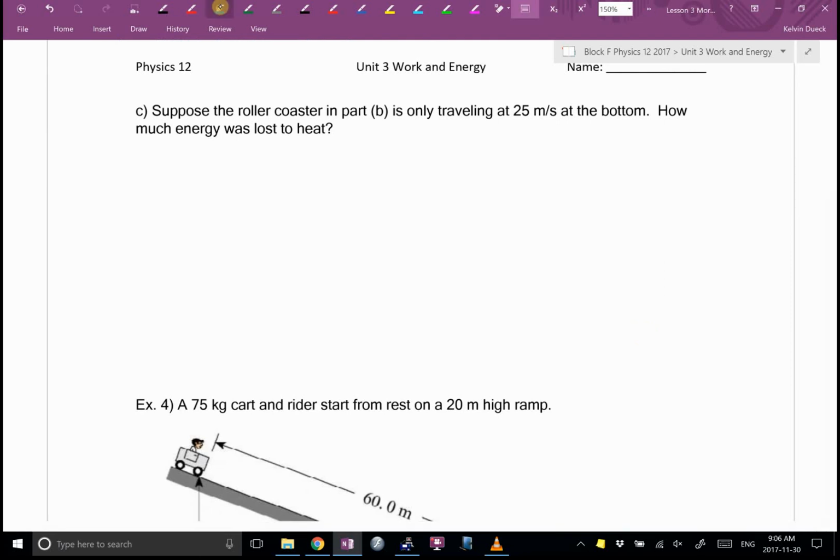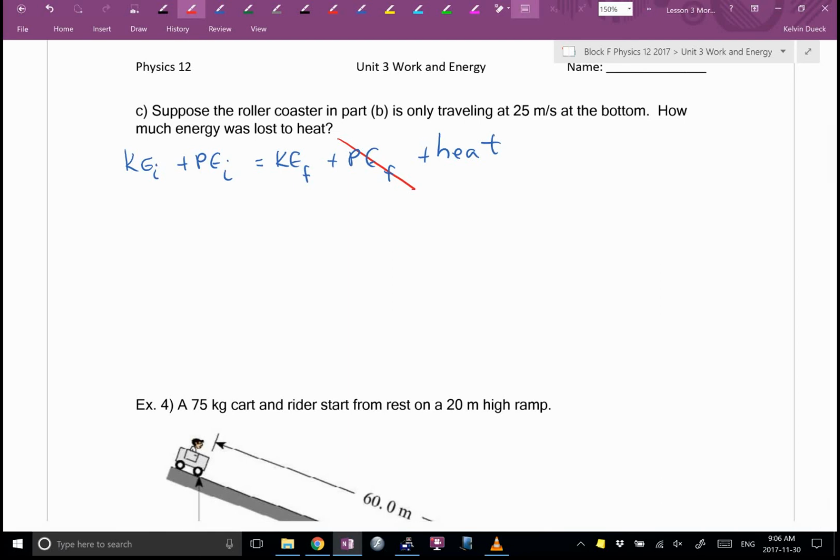Same approach though. It's going to be kinetic initial plus potential initial equals kinetic final plus potential final. But this time I'll add heat. I think we can still safely say that final potential is 0. We're still ending up on the ground. Nothing else cancels. Let's get the heat by itself.